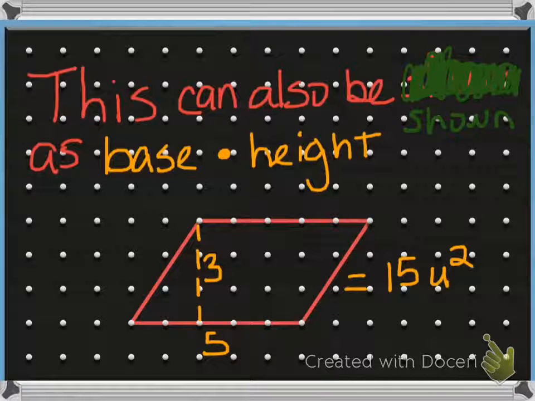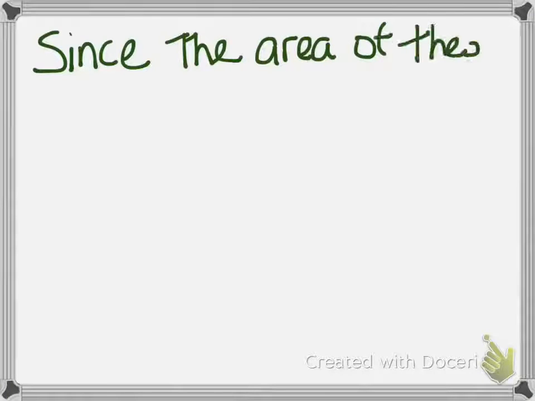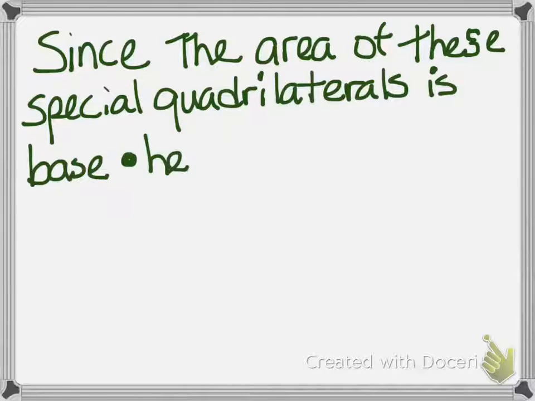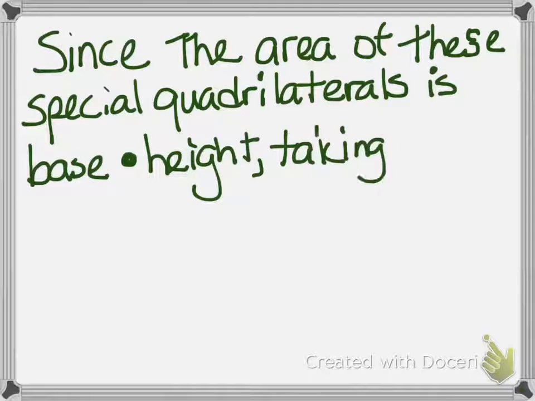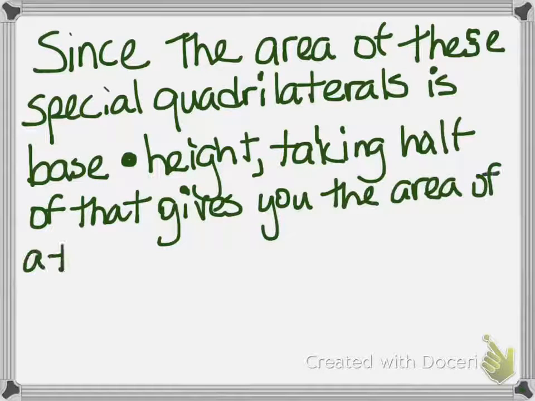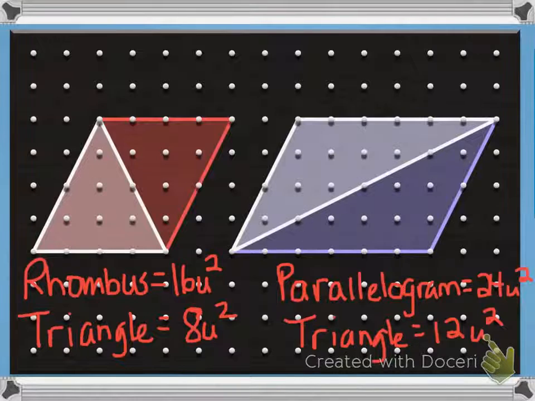This can also be shown as base times height, as demonstrated in this parallelogram, which is 3 units tall by 5 units long, giving us an area of 15 units squared. Since the area of these special quadrilaterals is base times height, taking half of that gives us the area of a triangle, which is really cool.